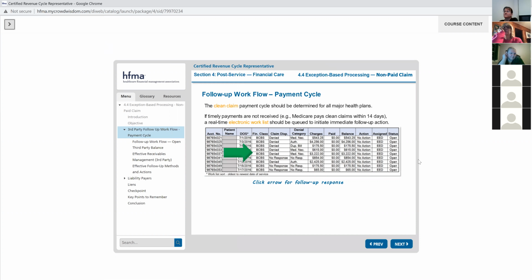So we have a follow-up workflow, the payment cycle. The clean claim payment cycle should be determined for all major health plans. If timely payments are not received, like Medicare clean claims pay within 14 days, a real-time electronic work list should be queued to initiate immediate follow-up action.